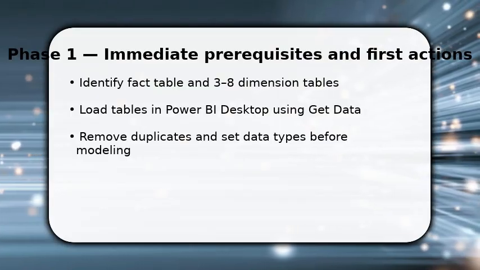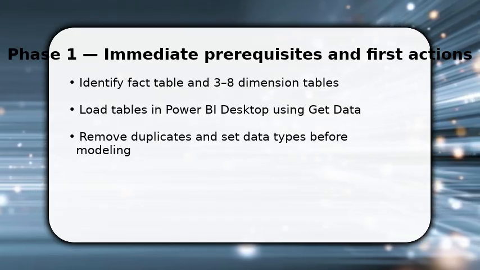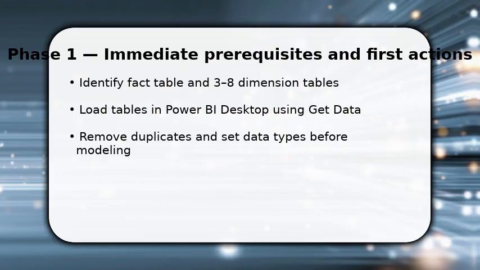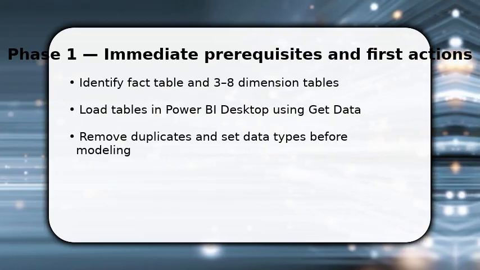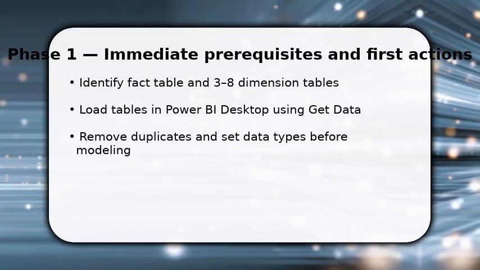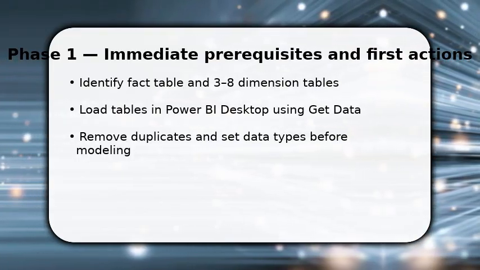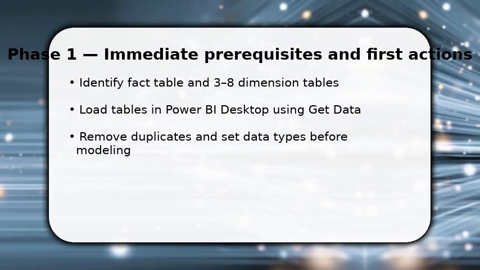You start by confirming essentials: a single fact table and clear dimension tables, and then connect them. Once done, load each source with Get Data and immediately fix data types. You should remove duplicates and trim columns now because clean inputs prevent relationship issues later. Make sure to mark primary keys where obvious. Use surrogate keys when needed.